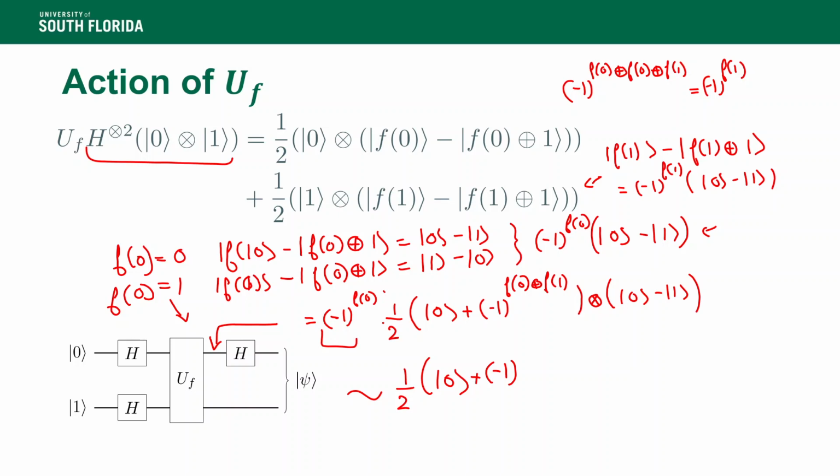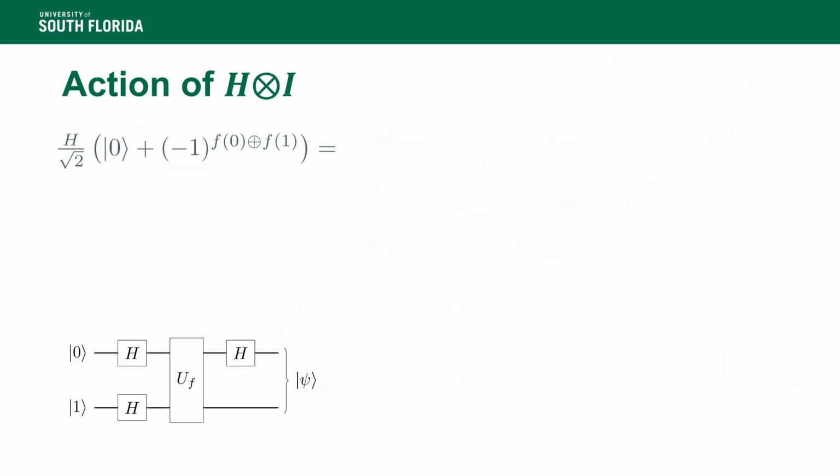1/2 (|0⟩ plus (-1)^(f(0) XOR f(1)) |1⟩) tensored with (|0⟩ minus |1⟩). Okay? Now let's see what will happen once we apply the second Hadamard transform.